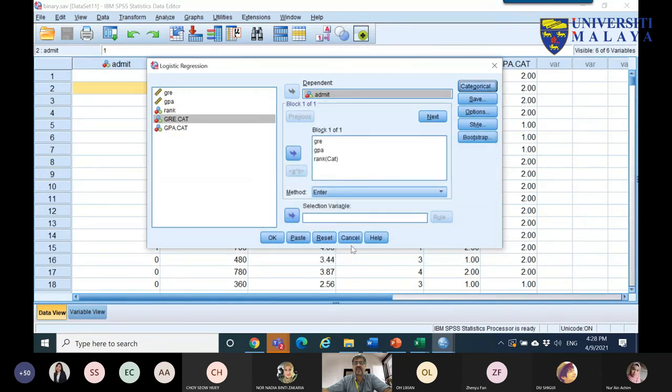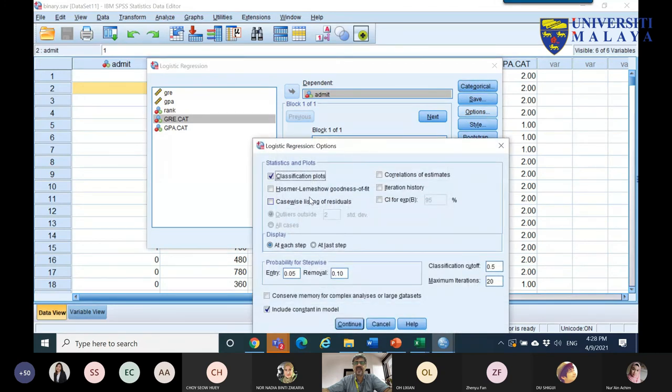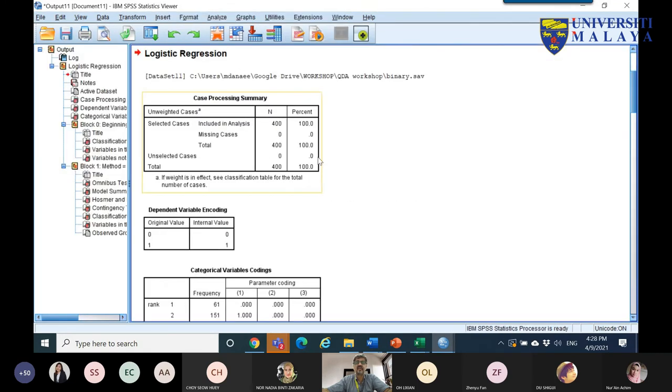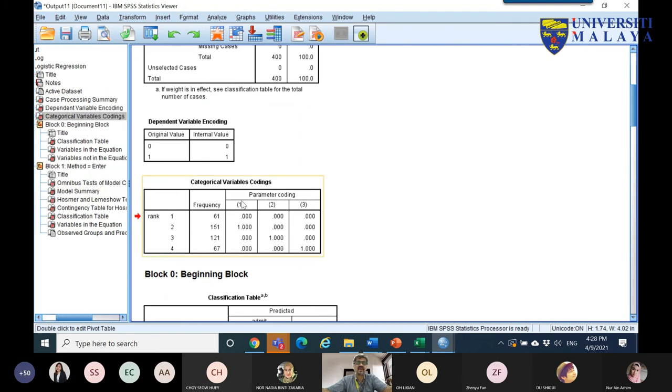Now continue, and then, of course, under option, we can use the classification table and the Hosmer-Lemeshow goodness of fit test. This is very important. And finally, the odds ratio confidence interval, the CI. The exponential of the regression coefficient in logistic regression is called the odds ratio. So when you run the analysis, this is one of the most important tables. In my data, I have only one categorical variable.